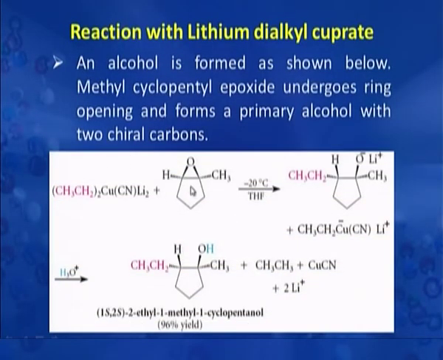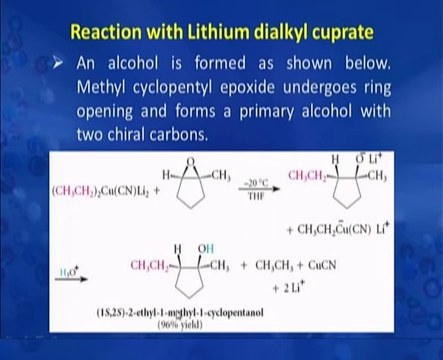In this particular example, methyl cyclopentyl epoxide is treated with lithium dialkyl cuprate. You can see here that this is a cyclopentyl group with an epoxide having a methyl substitution. Now, when reaction takes place at this epoxide, the product formed is 2-ethyl-1-methyl-1-cyclopentanol, a primary alcohol. But you can see we have written 1S and 2S also.